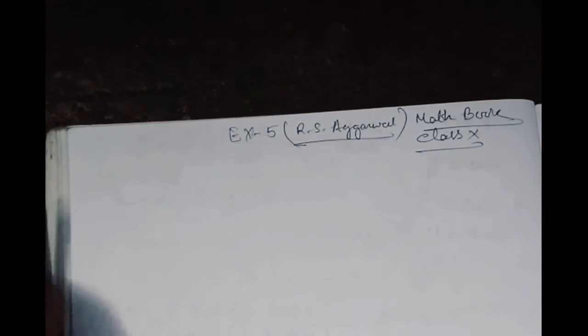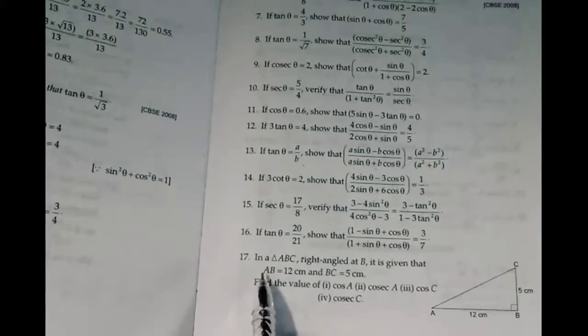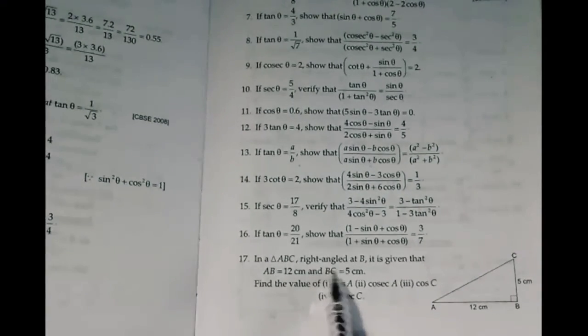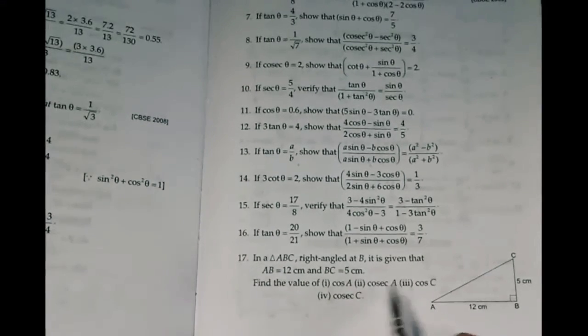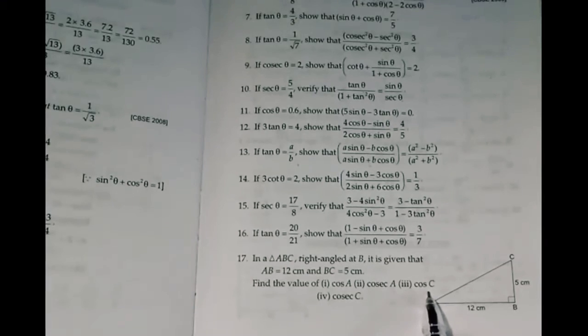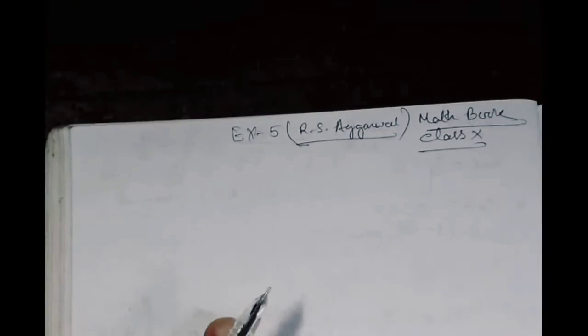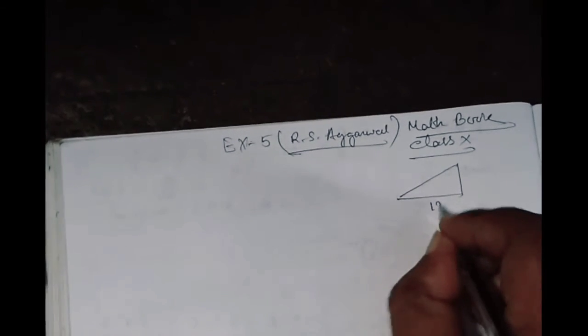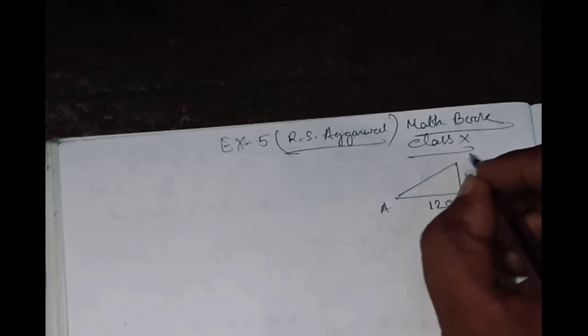So let's come to the solution of question number 17. In the triangle given here, the triangle ABC, right angle at B. Given that AB is equal to 12, BC is equal to 5, we have to find cos A, cosec A, cos C and cosec C. Okay, so here comes the picture. This is 12 centimeter, 5 centimeter. This is A, this is B, this is C.